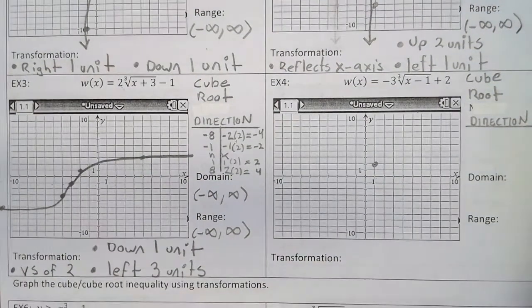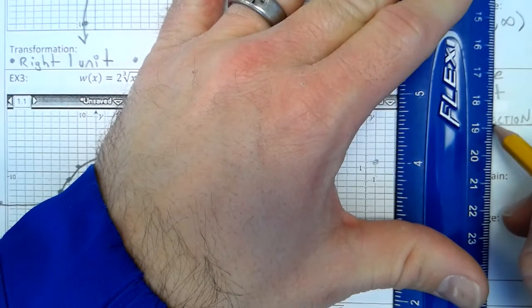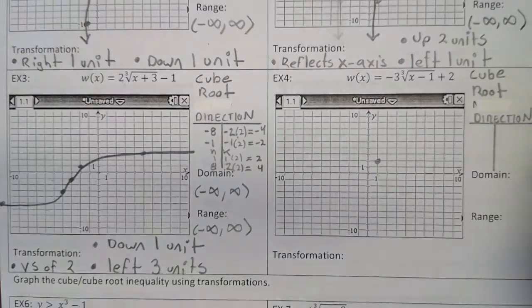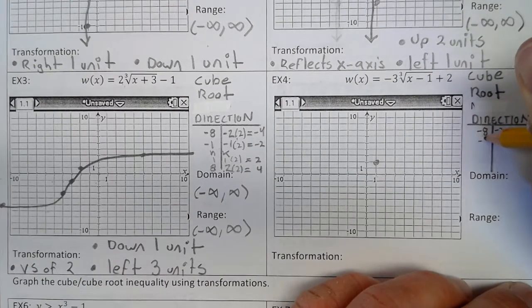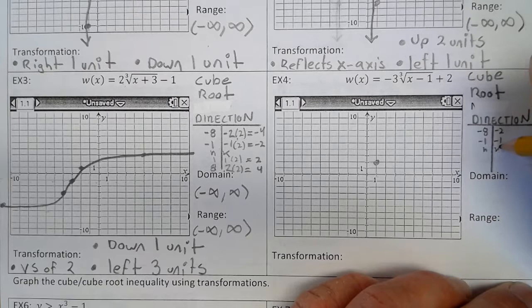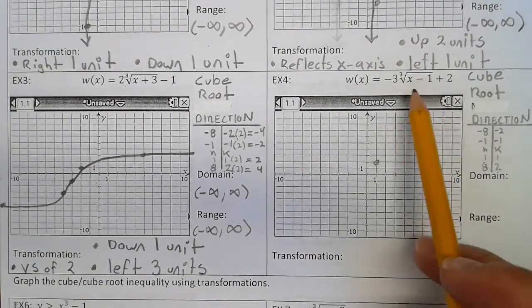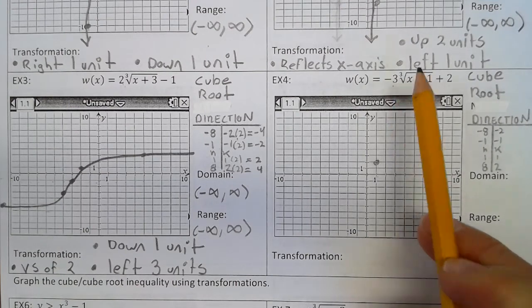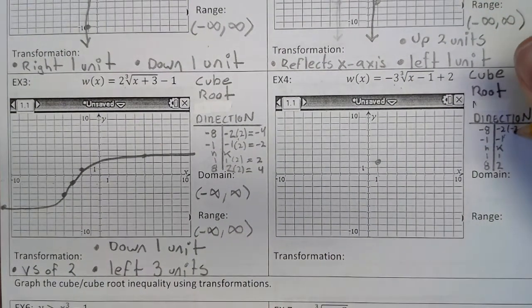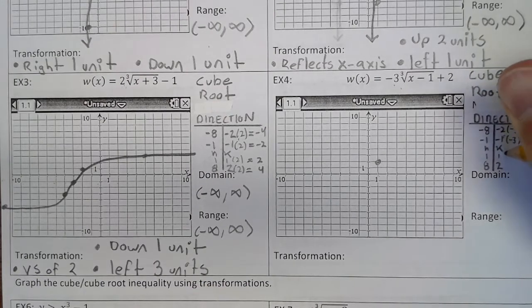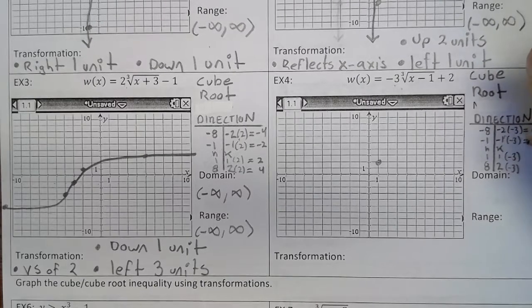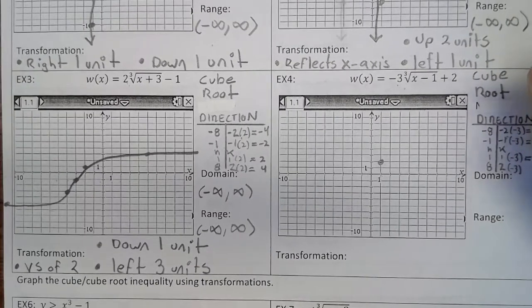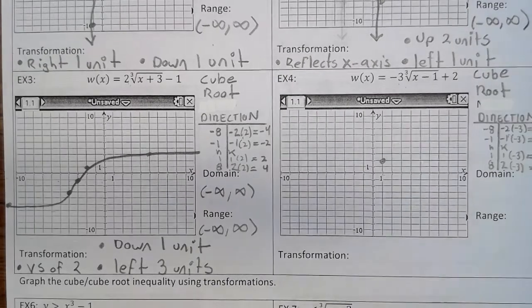And then we know for cube root directions, it's -8, -2, -1, -1, H, K, 1, 1, 8, 2. But again, we have a -3 in the front, so we need to multiply the y values by -3. So that becomes +6, +3, -3, and -6.